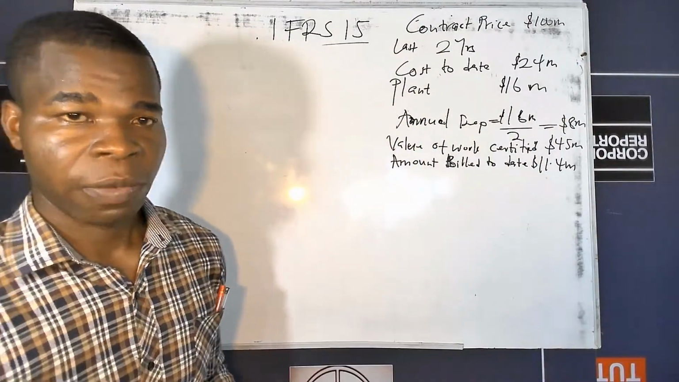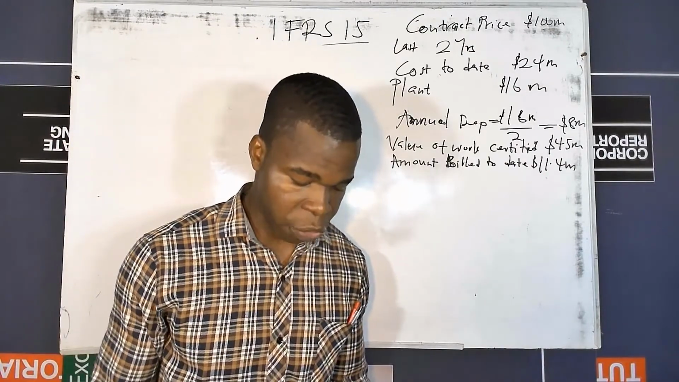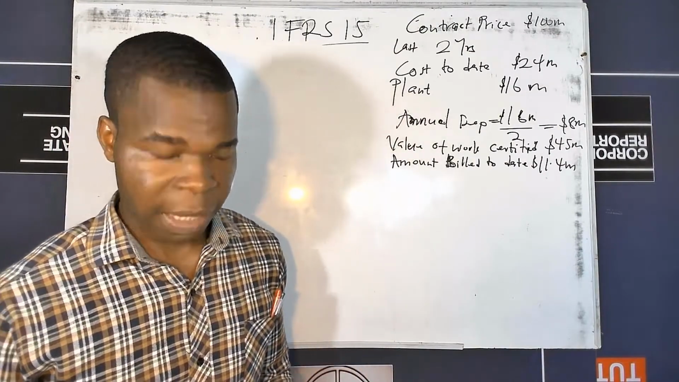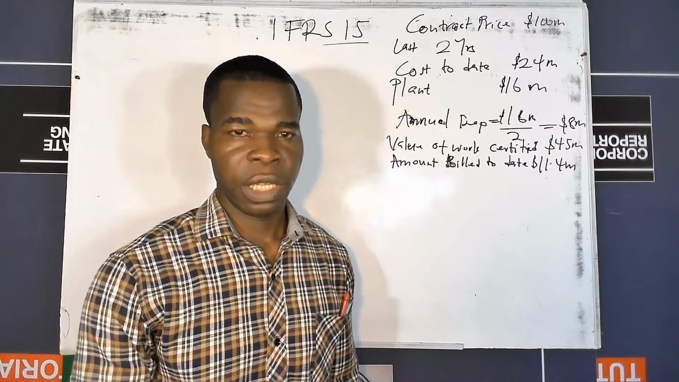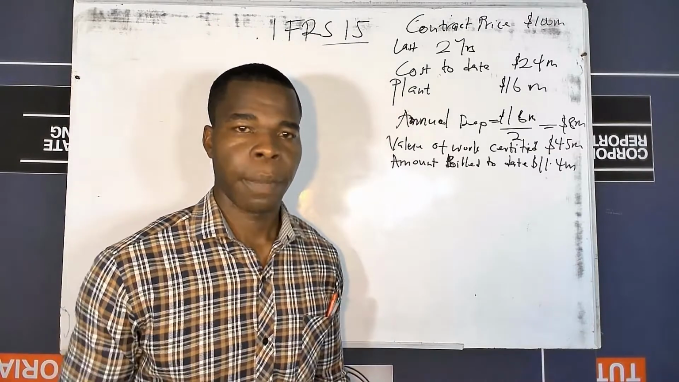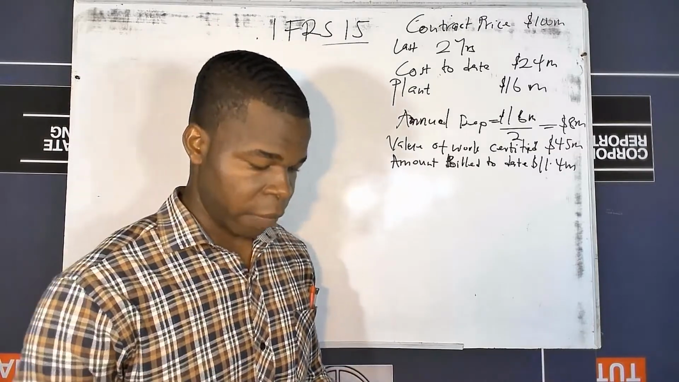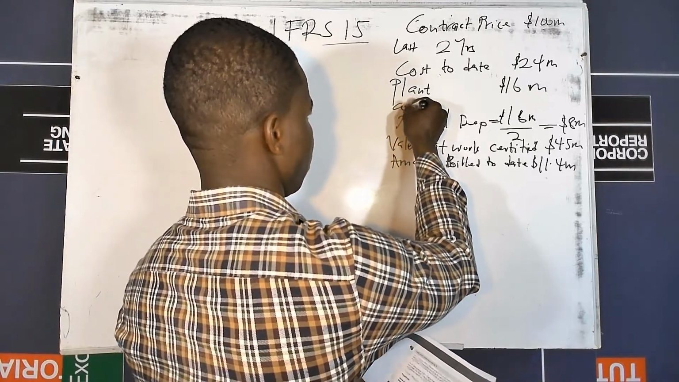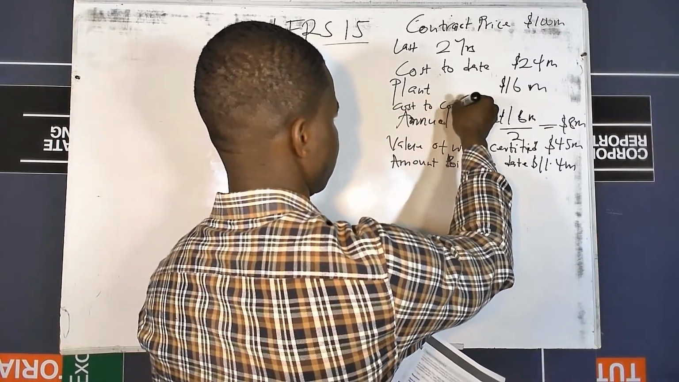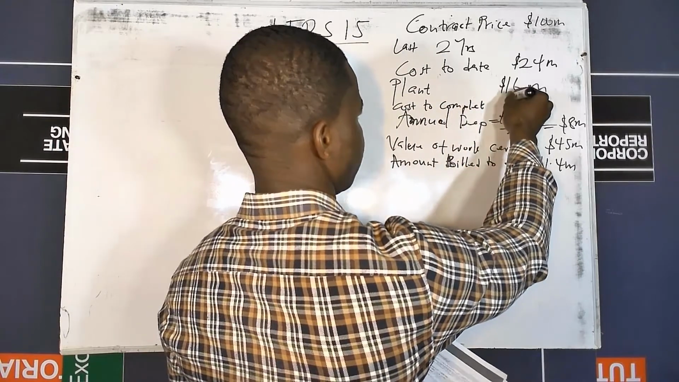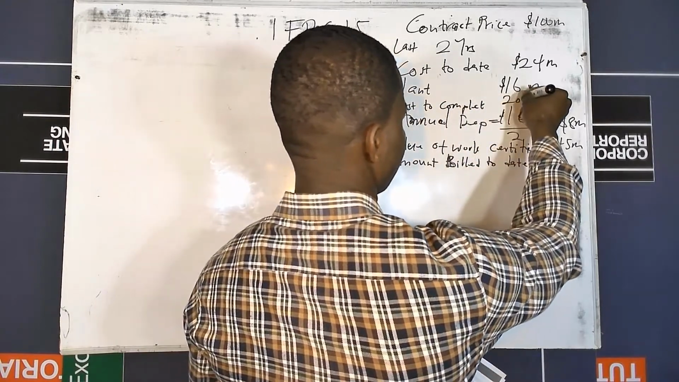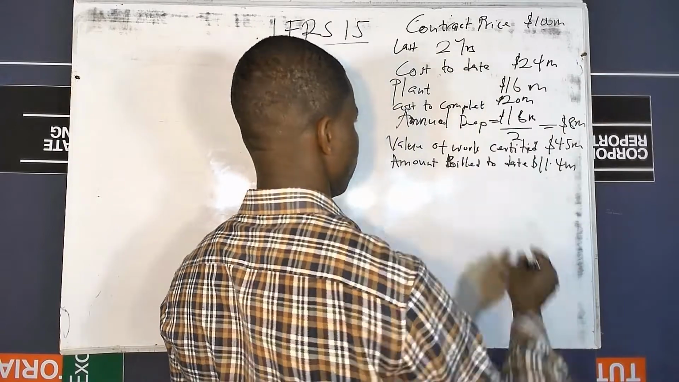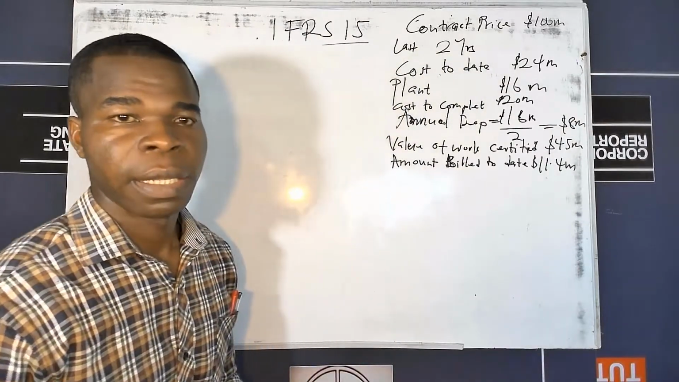Now, these are the ingredients in the question. What's the requirement? How should this transaction be accounted for in the year ended 31st December 2021? How should we account for this? So I've jumped one of the statements. We have the cost to complete in the question. Cost to complete is $20 million.